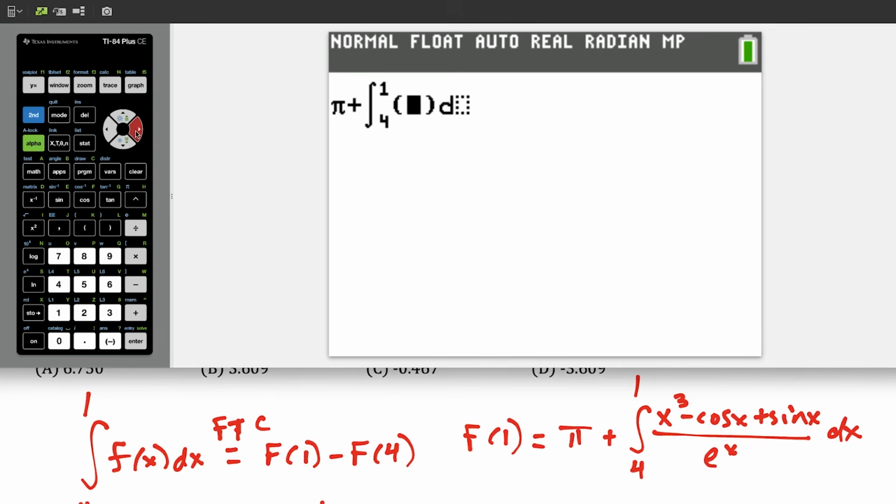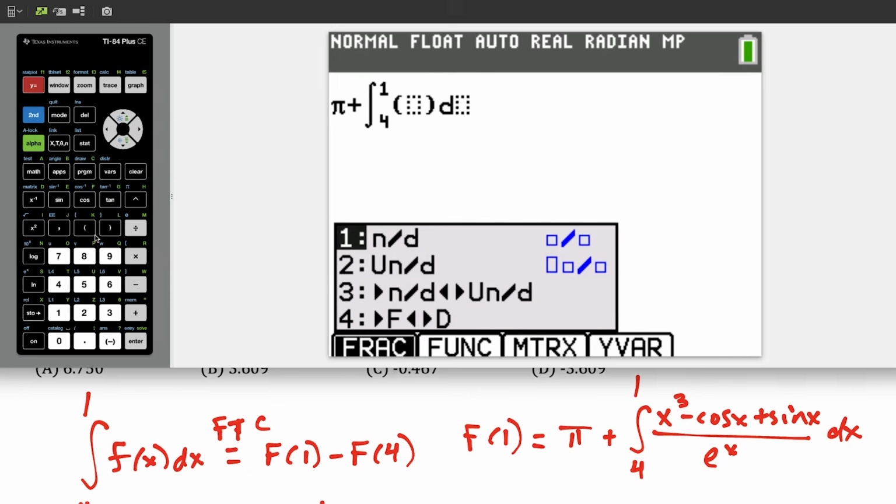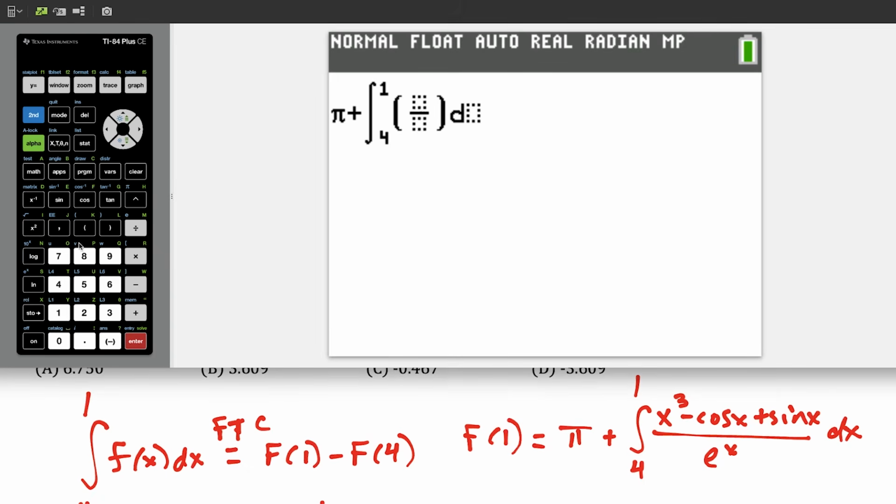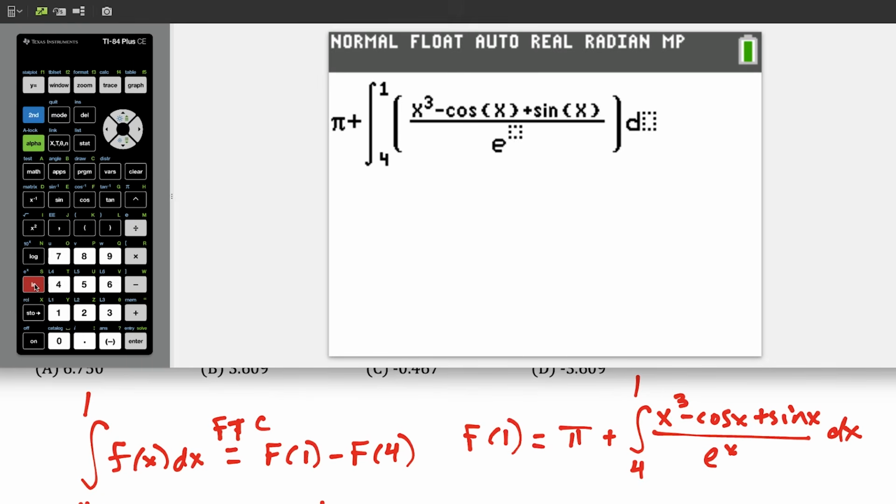And now the integrand here, we're just going to press alpha y equals enter to pull up a fraction. And we have x to the power 3. And we press the right arrow to get out of the exponent. And then we have minus cosine x, and then we have plus sine x. And then we close the parentheses, and our denominator, we have e to the x. So we press second natural log, and we have e to the x. And now we just tack on dx.